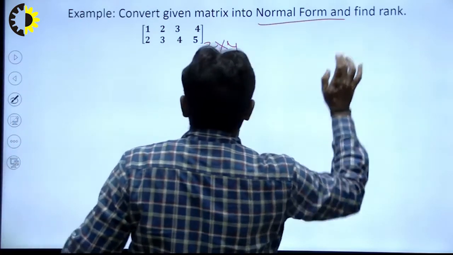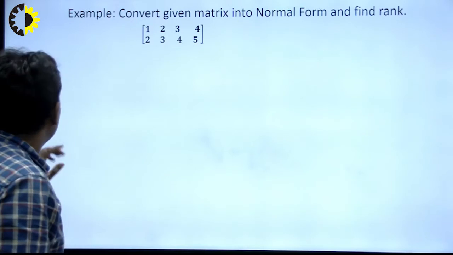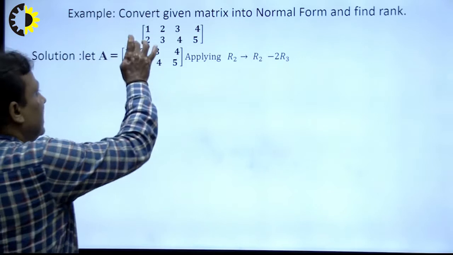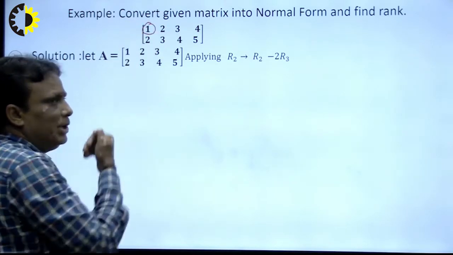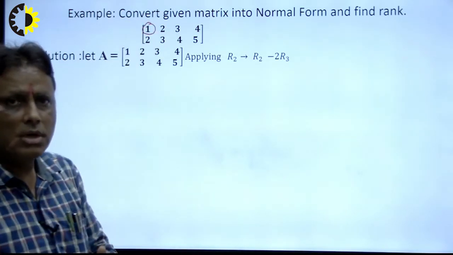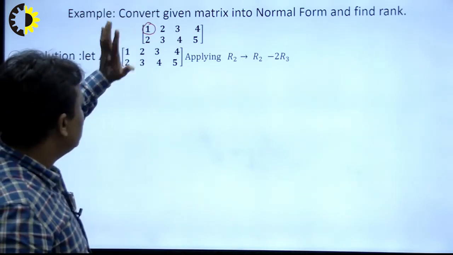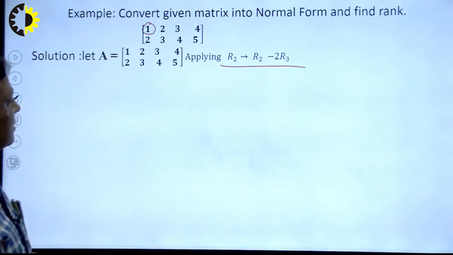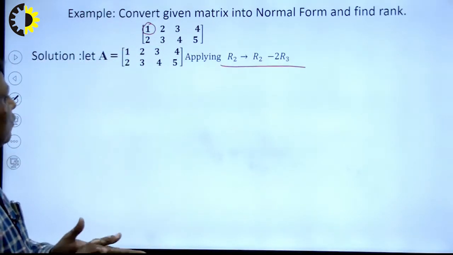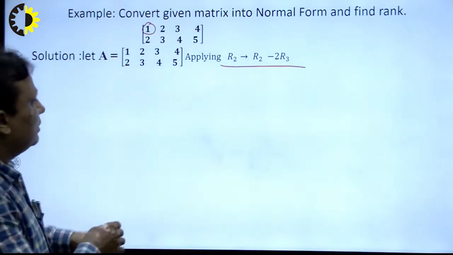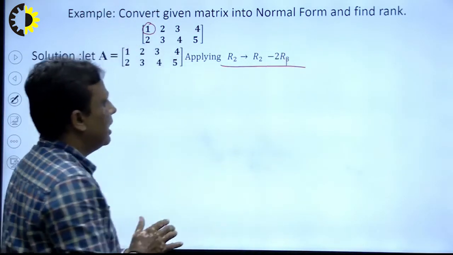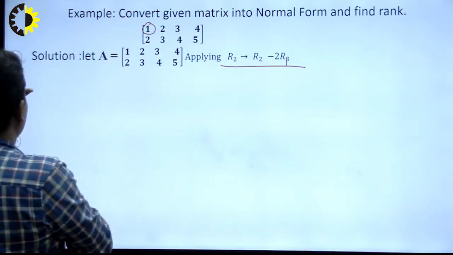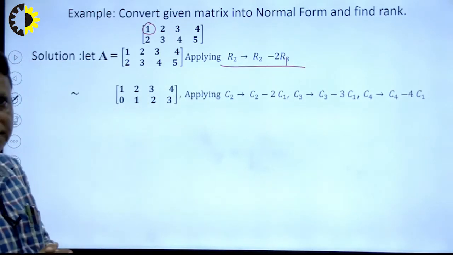So how to convert it to normal form? By using the method, first of all I write our aim: with the help of this element, reduce the elements below into 0. So how to reduce this 2 into 0? So I apply here R2 → R2 minus 2 R1, with the help of R1. So I write here R1. So how to calculate this? So I calculate there.